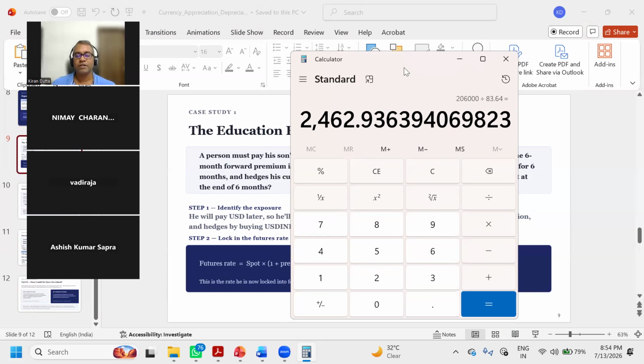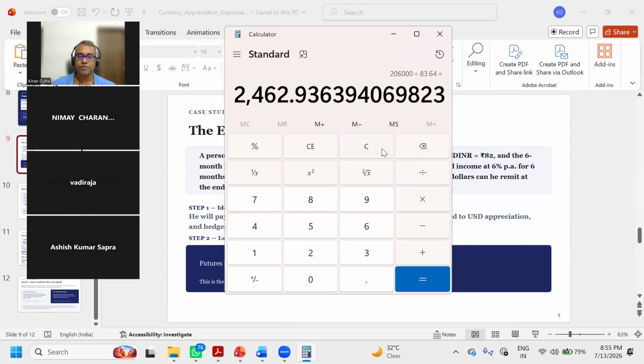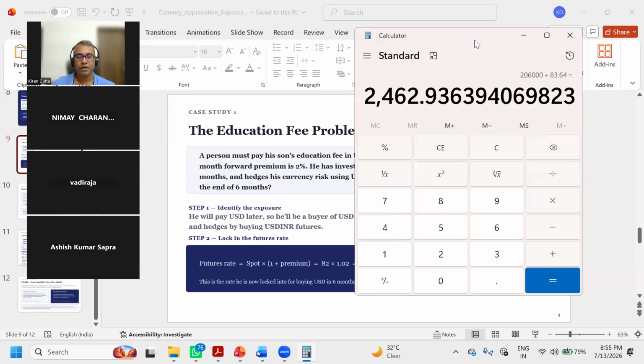So everyone got it? The father will be able to send $24,462 to his son for his foreign education 6 months down the line. Everyone got it? Please, I want you to be super clear. If not, we will do that again and again. It's very easy.